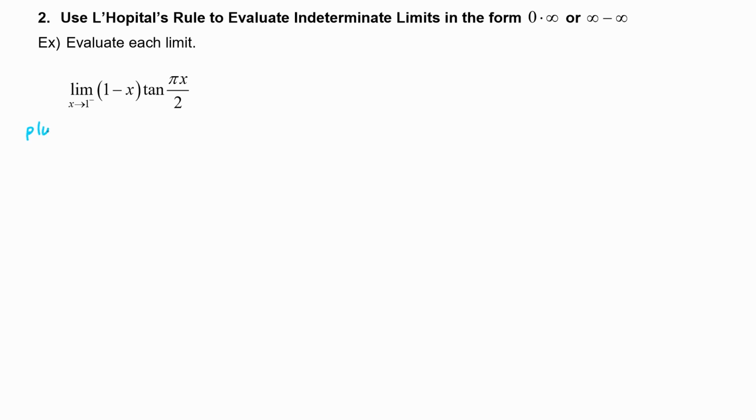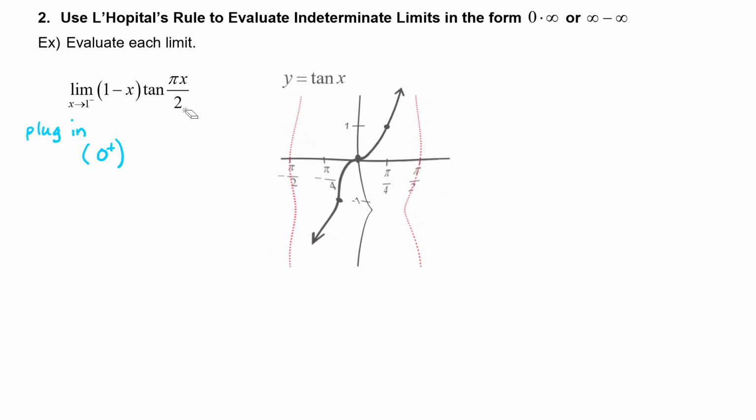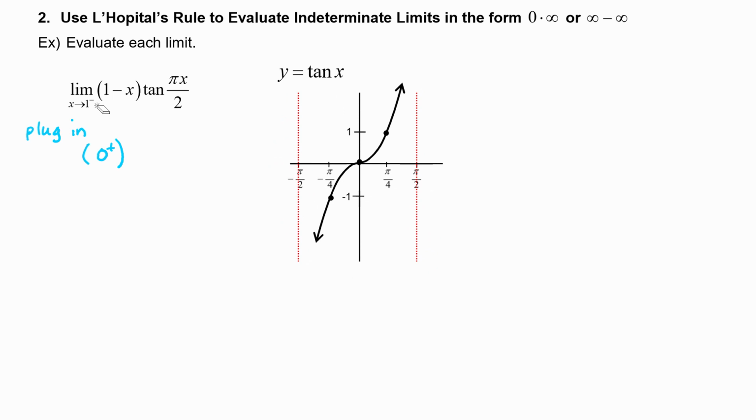If we just try plugging in 1 minus 1 from the left would give us 0 plus, and plugging in a 1 for x here, we would have the tangent of pi over 2, and we know as we're coming in from the left of pi over 2 on the graph of tangent, it's going off to positive infinity. There's a vertical asymptote there.